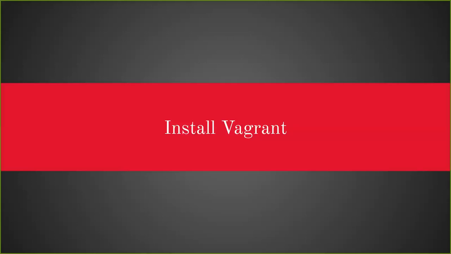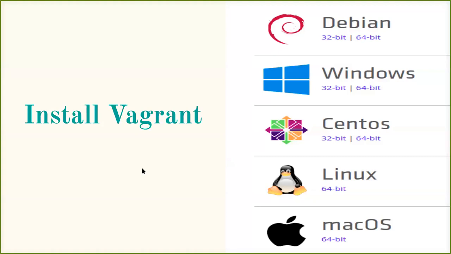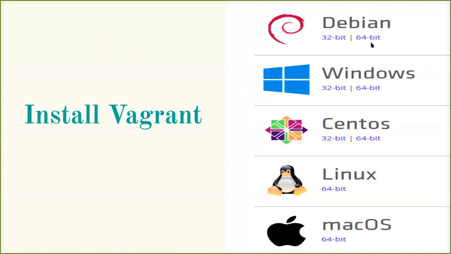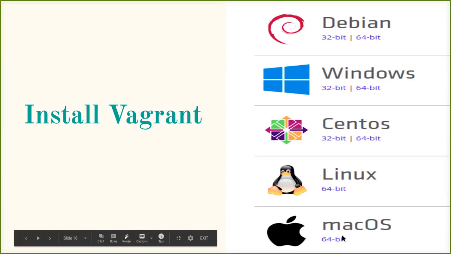Okay, so now we need to install Vagrant. How are we going to install Vagrant? Installation of Vagrant is very simple. You can just go to the official Vagrant download site and download it as per your operating system. If you have a Debian-based operating system like Ubuntu, or Windows 32 or 64-bit, or CentOS, Linux, or macOS.